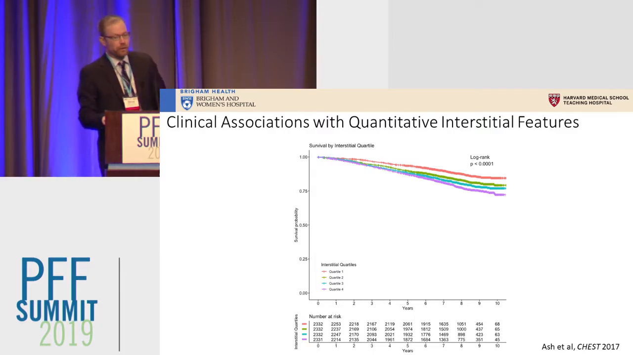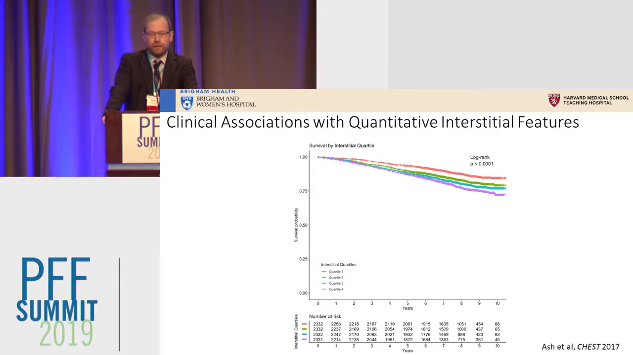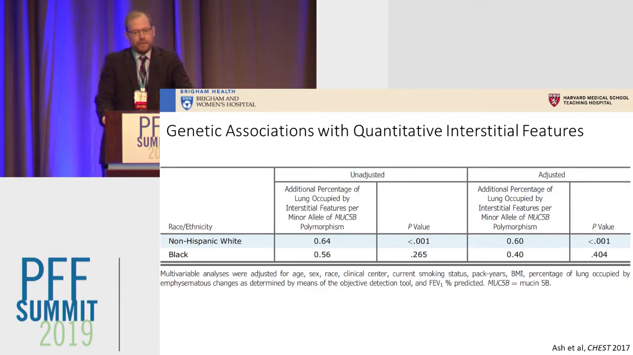The text might be a little small to read, but again, what you see here is the association between these interstitial features and mortality. And so the more interstitial features you have, the more likely you are to die over the ensuing 10 years. And then this is a little bit of a busy table, but if you just focus on the top right, you'll see the association between these interstitial features and MUC5B.